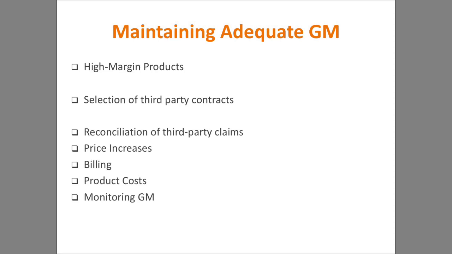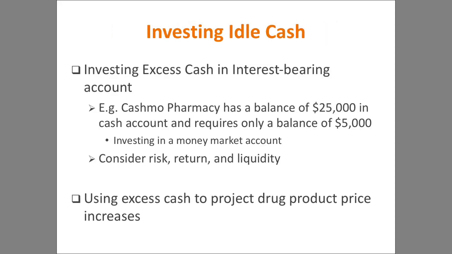Billing on time and controlling your costs can also help. How well you purchase obviously can improve your gross margin too. Investing idle cash. For example, Cashmo Pharmacy has a balance of $25,000 in a cash account, but they really only need a balance of about $5,000 a month to make payroll and to make expenses. And so maybe they take that remaining $20,000 and invest it in a short-term money market account, but they still want a liquid asset as quick as possible in case they need it.